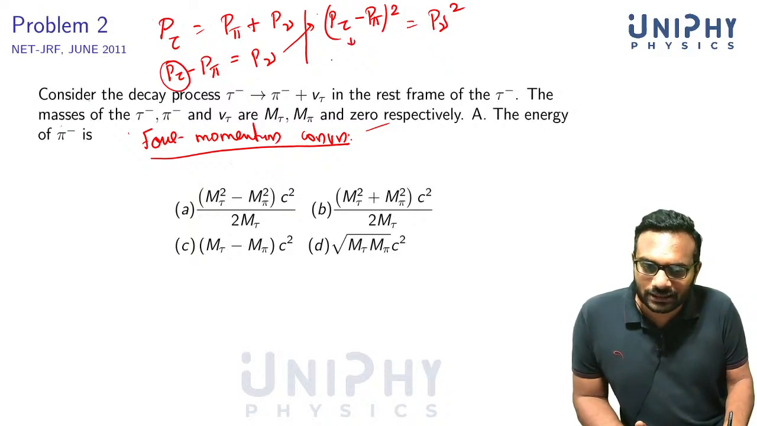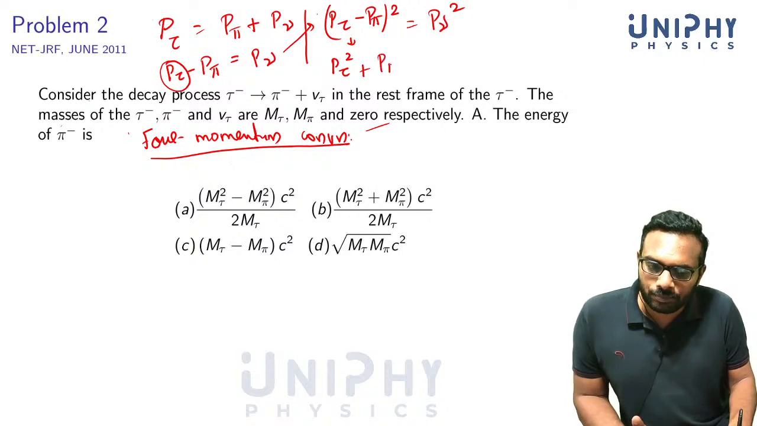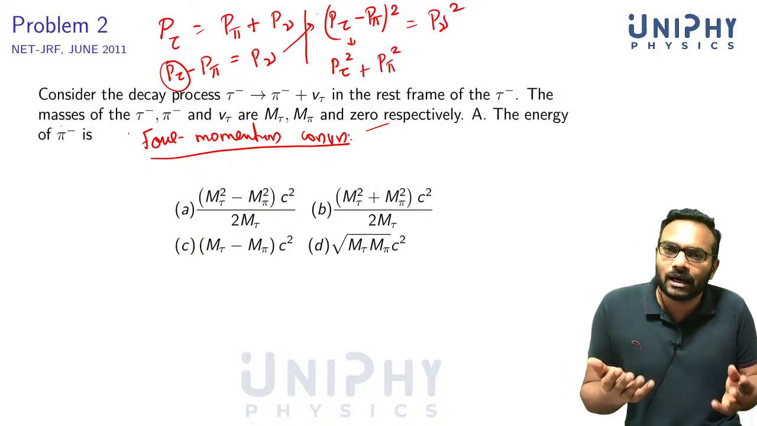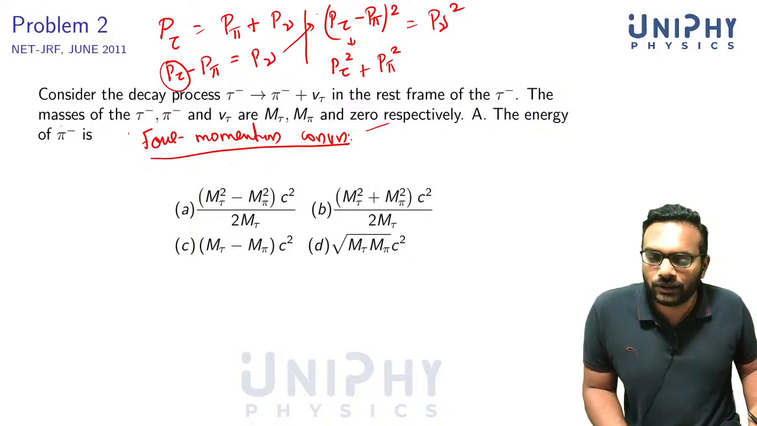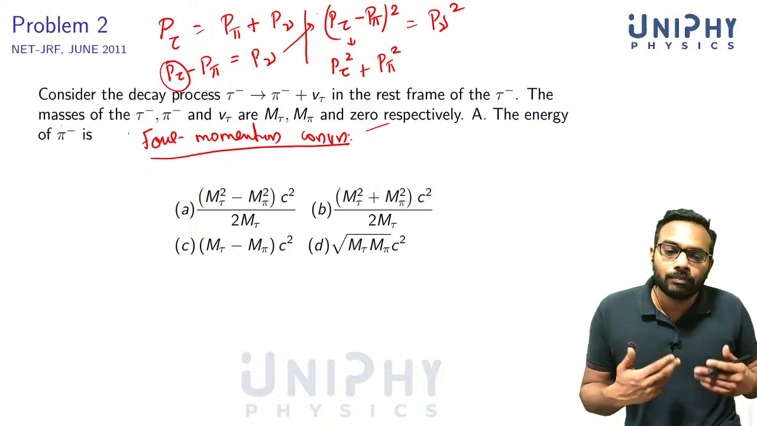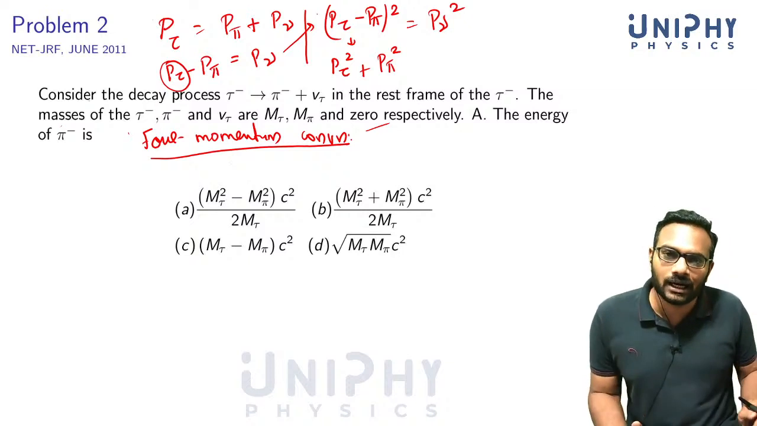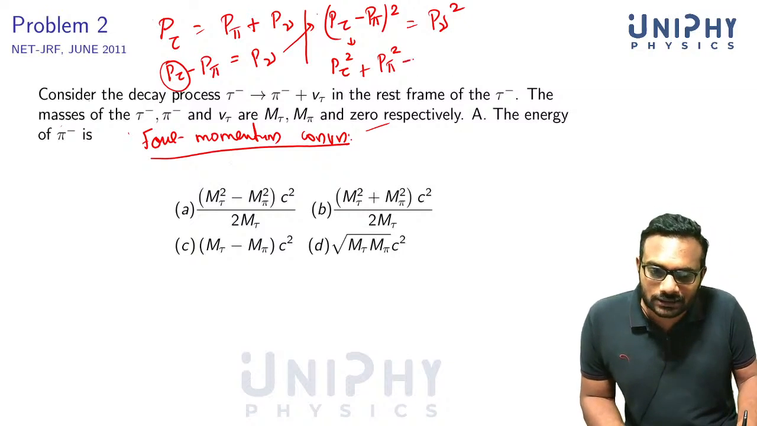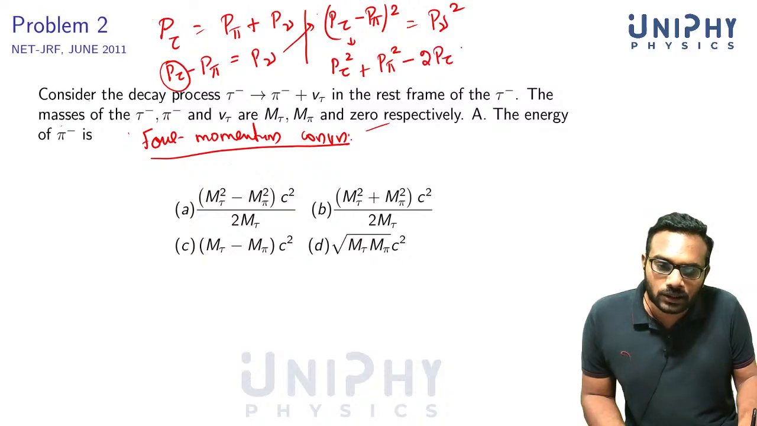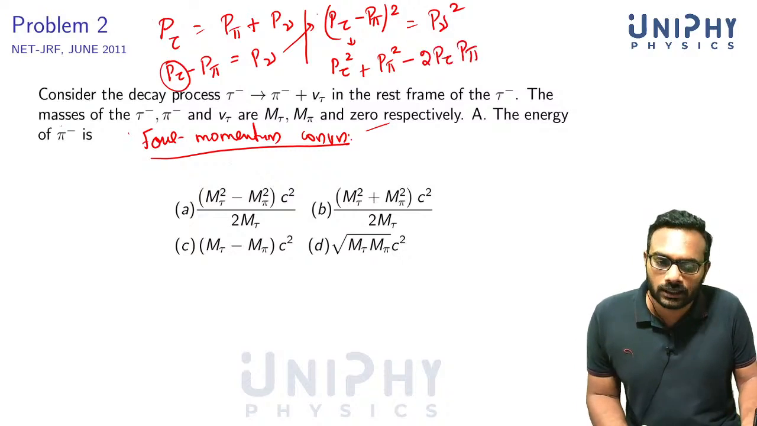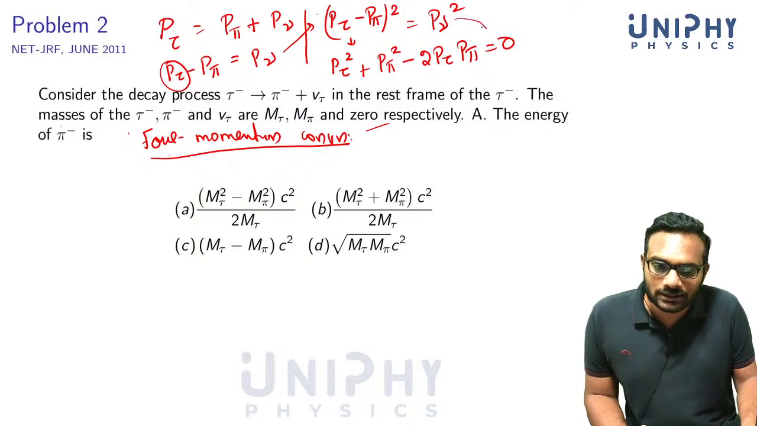Now let's expand this. This is equal to p tau square, usual thing, plus p pi square. Remember that these are scalar products of vectors. When you say p tau square, it means p tau vector dot p tau vector, and these vectors are 4 vectors. And there is this minus 2 p tau p pi. That's equal to 0 because this term is 0.